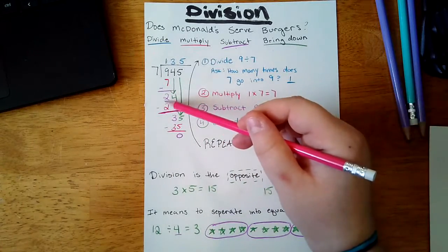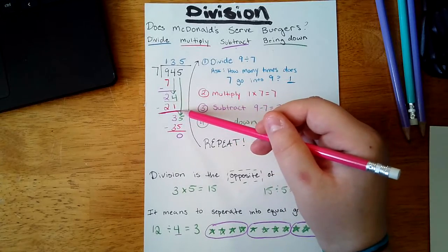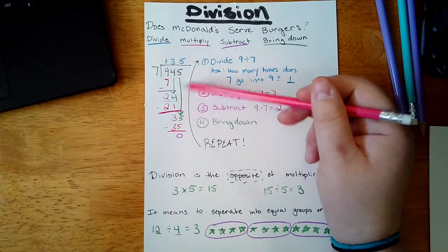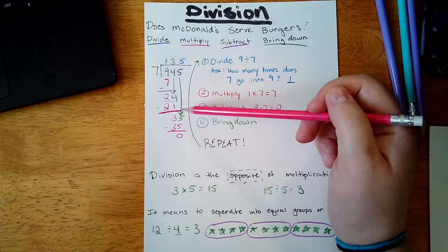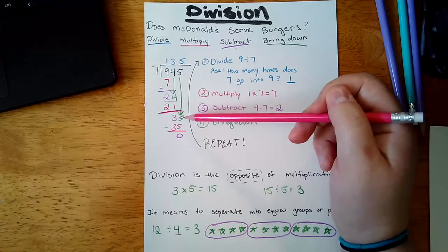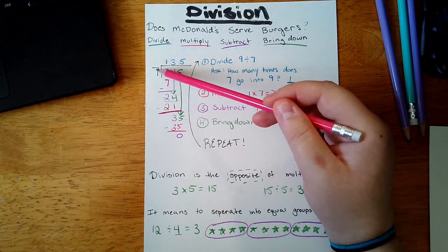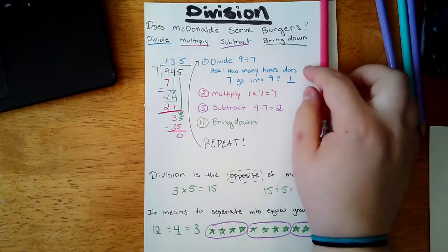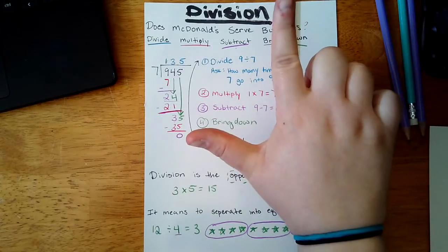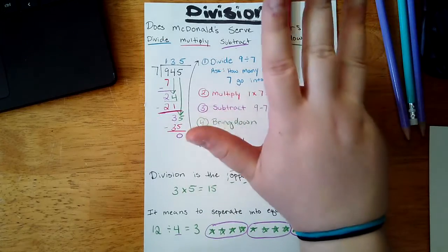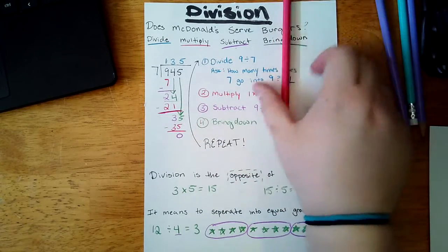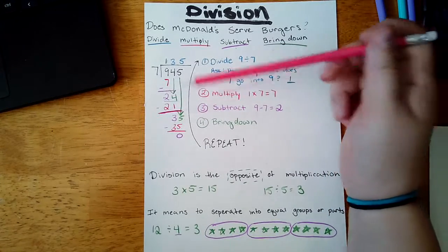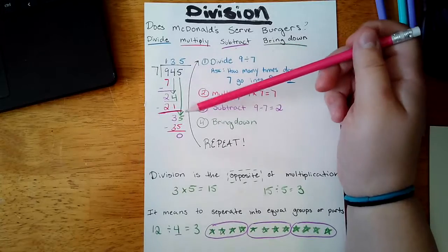Now we need to subtract. 24 minus 21 is going to give us 3. Next, we need to bring our next number down, which in this case is a 5. So we're going to bring that 5 down here and make it 35. Okay, so 7 will go into 35 how many times? Well, if we know our times table, we could say 7, 14, 21, 28, 35, which is the perfect number for us. So 7 times 5 is going to give us 35.